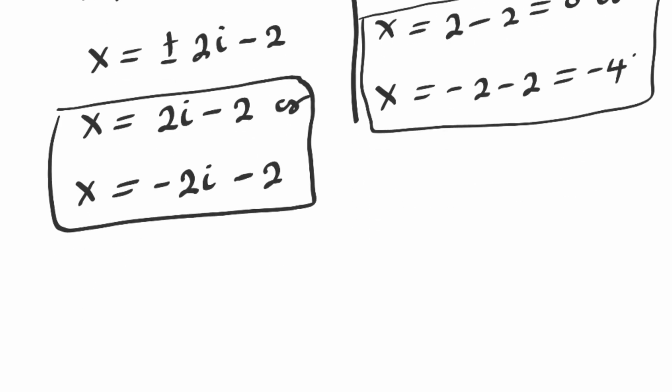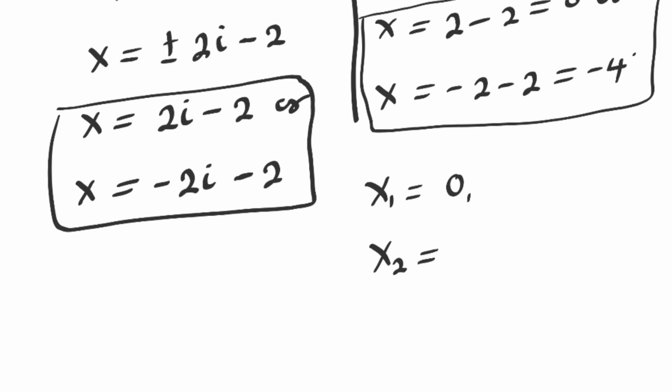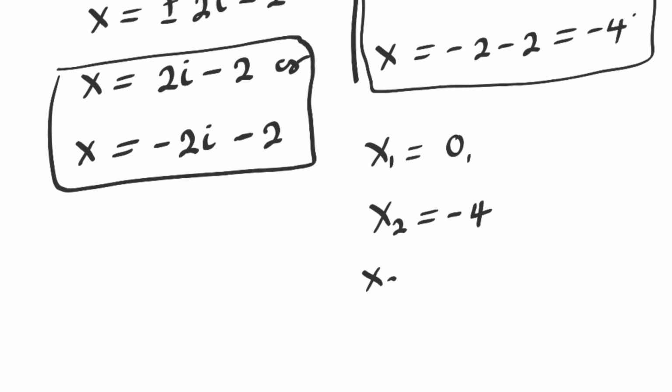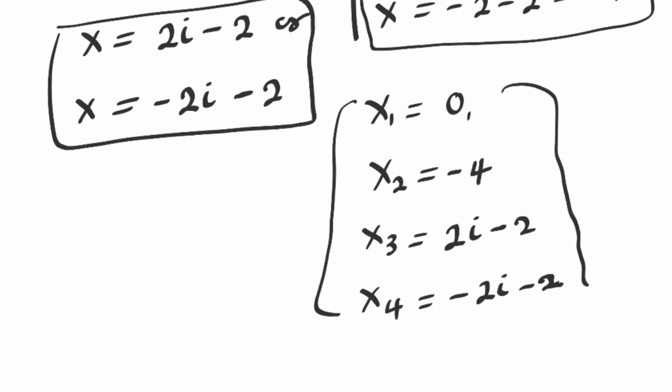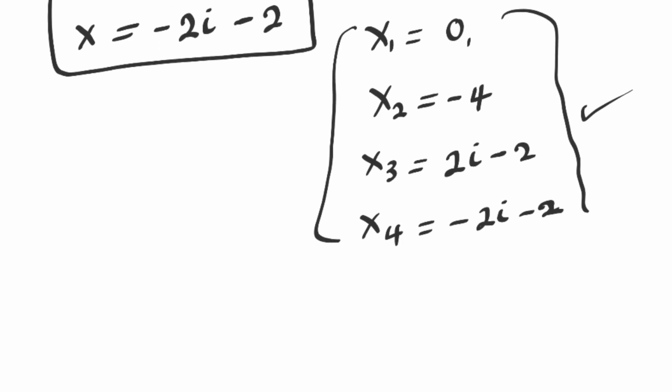Therefore, our final answers are x1 is equal to 0, x2 is equal to minus 4, x3 is equal to 2i minus 2, and x4 is equal to minus 2i minus 2. These are the values of x. We may check to confirm if this answer is right or wrong. Let's check.